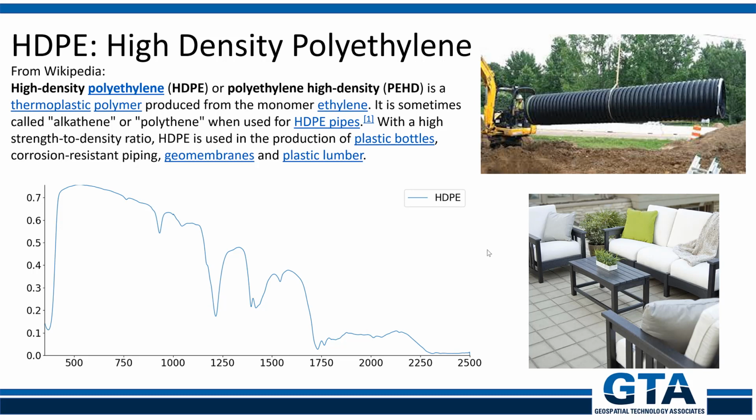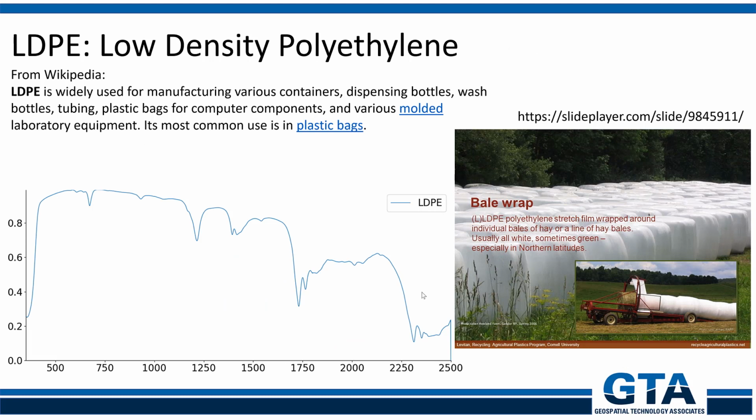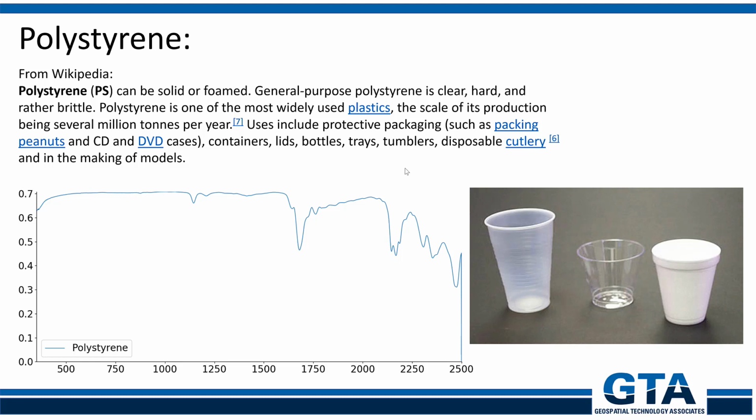The next polymer we're going to look at is LDPE, low-density polyethylene. These low-density polyethylenes tend to be flexible plastics, bags, things that can be wrapped. In this example, we have wraps around bales of hay that help them to be stored for a long time. And so here's the spectrum. When you build a spectral library, you want a number of different spectra for the materials that you're going to be looking for.